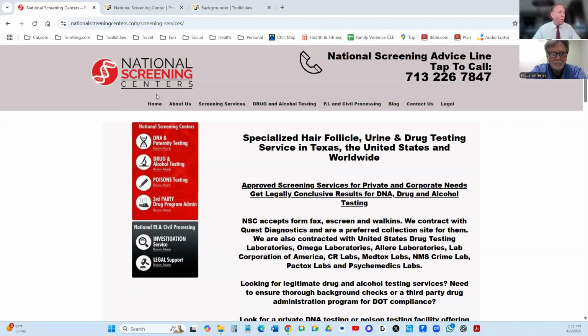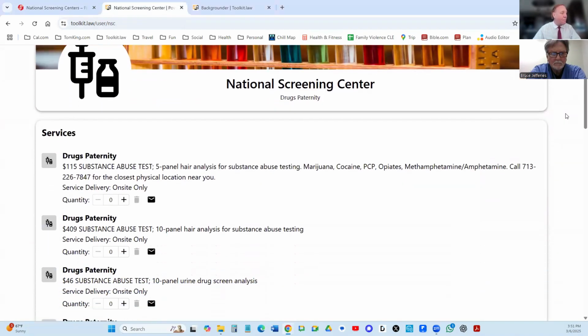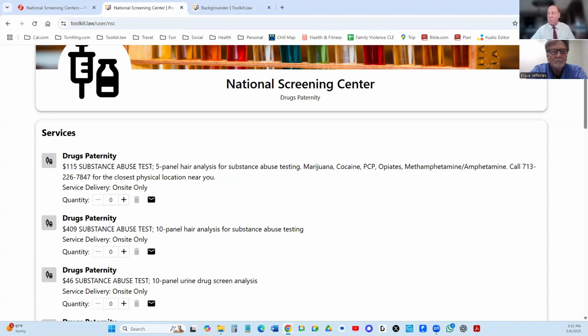And I'm looking at your website here, nationalscreeningcenters.com, but you also have your own store right on our website. We call it the user web store. Bruce, let's talk about this first test that we see listed right here. It says substance abuse test, 5-panel hair analysis for substance abuse testing: marijuana, cocaine, PCP, opioids, methamphetamines, amphetamines. What do we need to know about this test from a legal professional perspective?